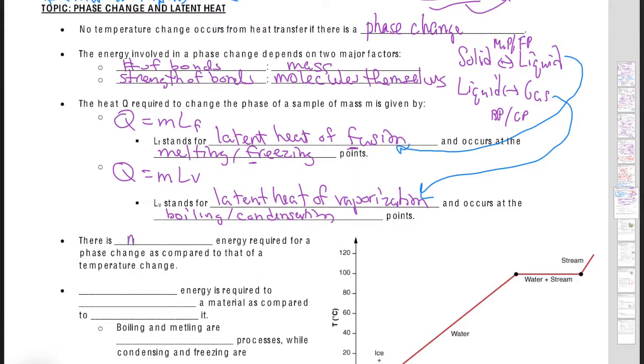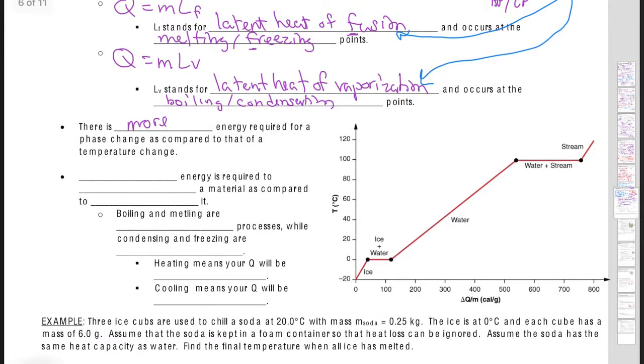So there is more energy required for a phase change as compared to that of a temperature change. Now, why is that? Because you're breaking these bonds apart. Remember, a solid looks like this. It's this nice 3D structure, and so these bonds are nice and tight. As we do the latent heat, we want to break these bonds and let these particles start to move to get into a liquid. So we have to add more energy to that process than we would doing a temperature change.